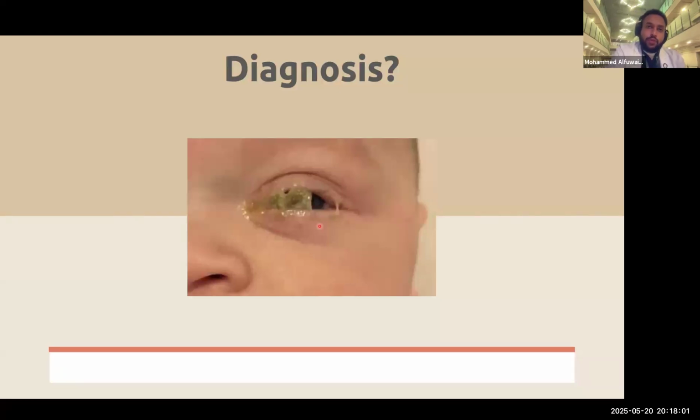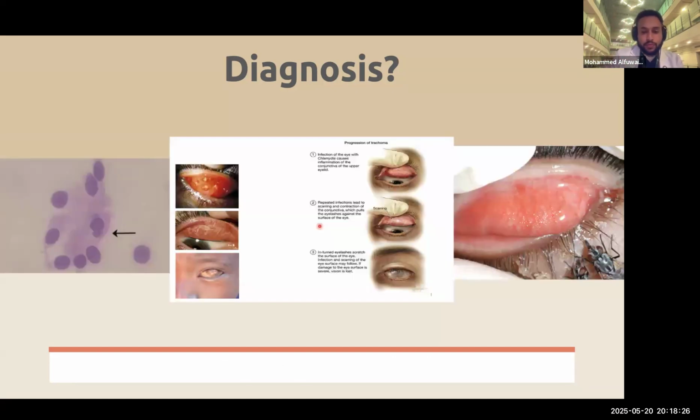We said we have two diseases that chlamydia can cause: trachoma and inclusion conjunctivitis. Trachoma has its own serotypes, and inclusion conjunctivitis has its own. I want you to remember that for inclusion conjunctivitis it is D to K. So this is inclusion conjunctivitis, Chlamydia trachomatis, types D to K. Okay, high yield. Now, what is this disease?